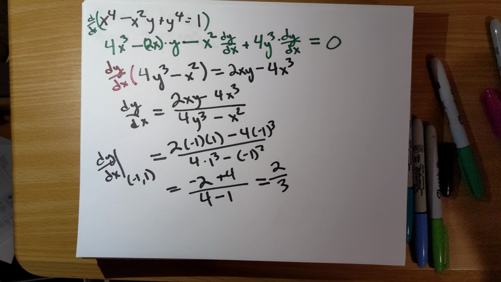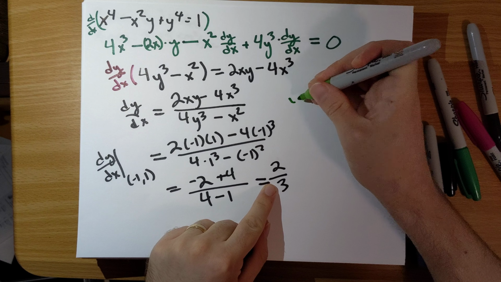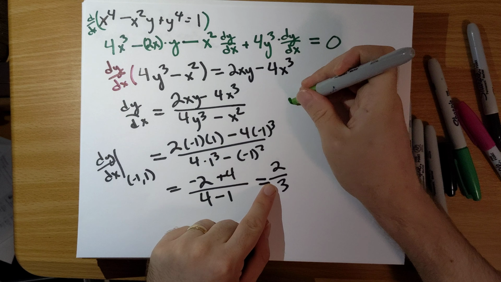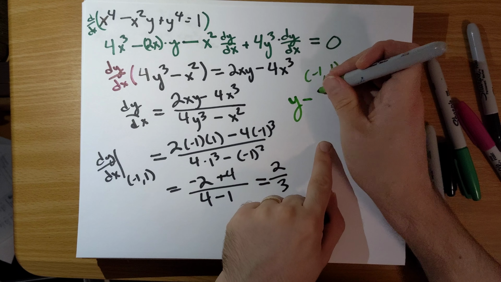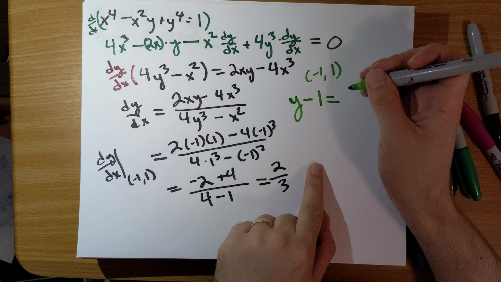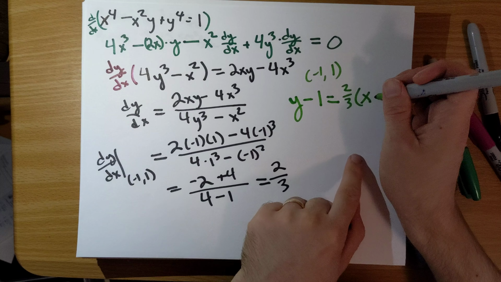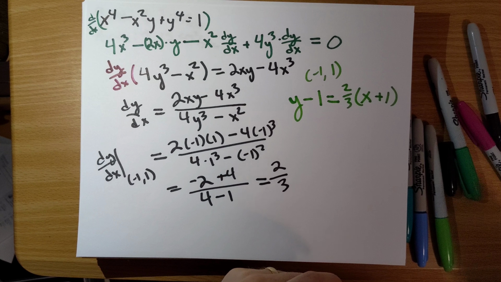And so to finish this off, we should know how to go from this slope to the equation of the tangent line through the point -1, 1. y minus y naught, y naught is 1 here, is equal to 2/3 times x minus -1, x plus 1. Okay, that's problem 22.